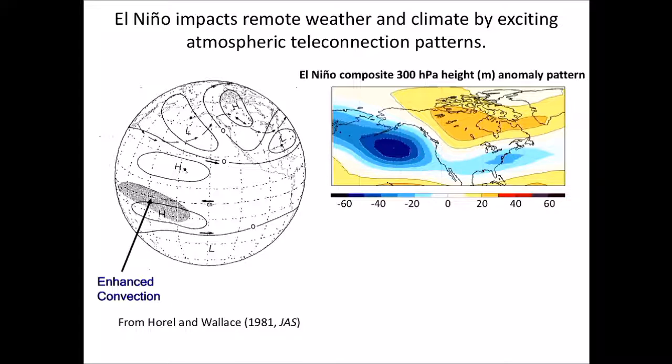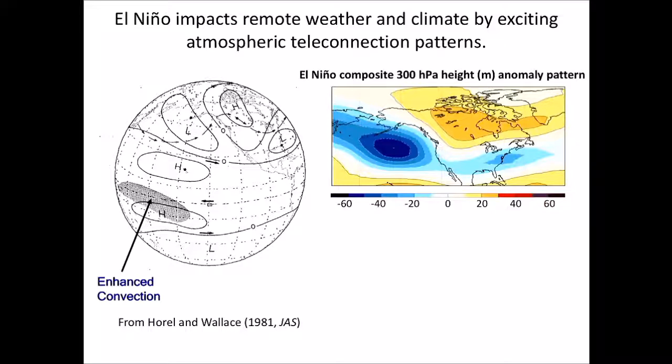And this enhanced convection can excite these poleward propagating wave train type patterns that modify the storm tracks, modify heat and momentum transport, and impact the climate anomalies over downstream regions like North America.